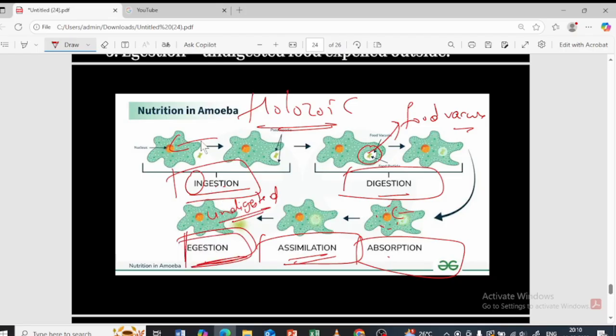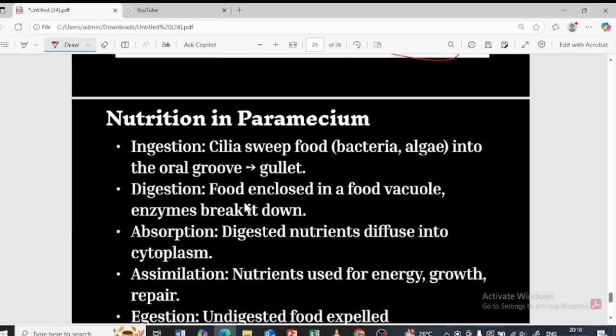Whenever the amoeba finds the food, it will develop a false feet, pseudopodia. It will develop a finger-like projection called pseudopodia, and it will encircle around it and take the food inside, of which it will develop a food vacuole. Breaking down of the food is going to take place, and the digested food is used up by the body, and the undigested food will be removed out of the body by the process of egestion. Yes, that is about amoeba.